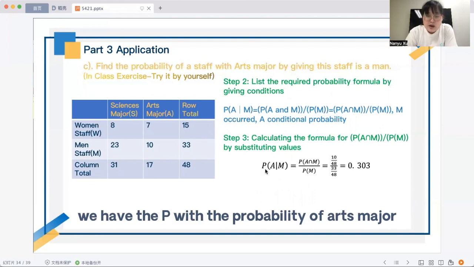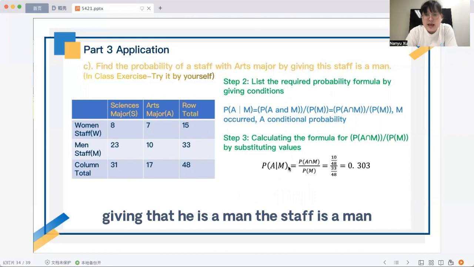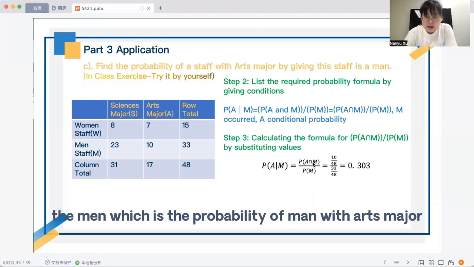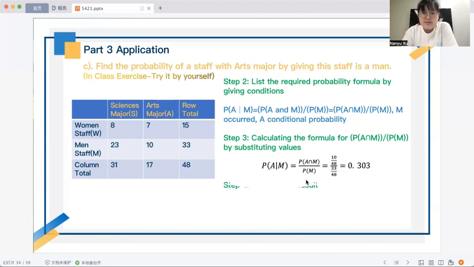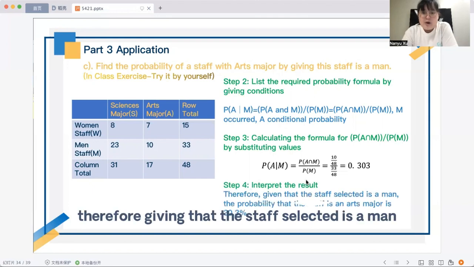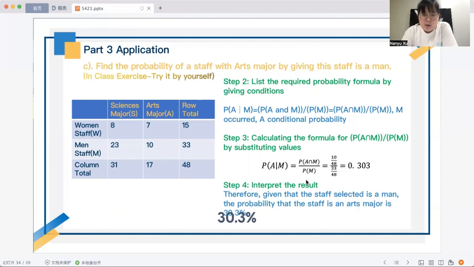We have the probability of arts major, given that the staff is a man, equal to the probability of arts intersect man, which is the probability of man with arts major, divided by the probability of man, equal to 0.303. And step 4, we interpret the result. Therefore, given that the staff selected is a man, the probability that the staff is an arts major is 30.3%.